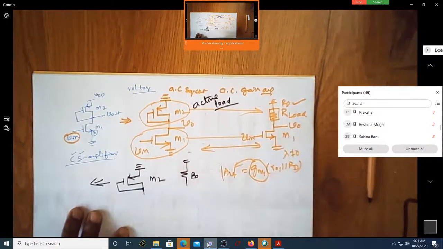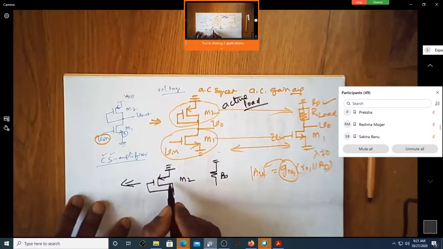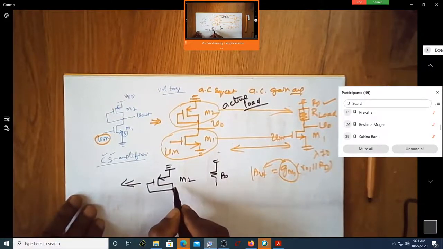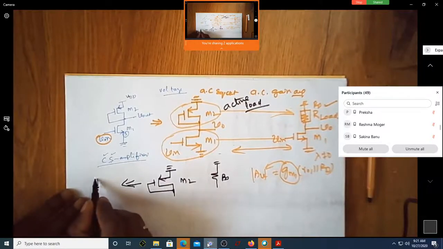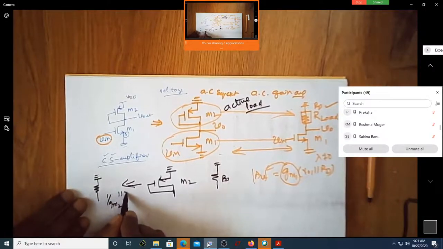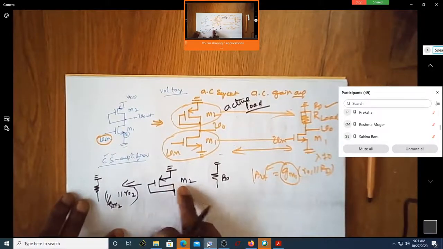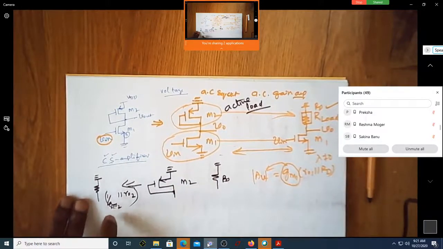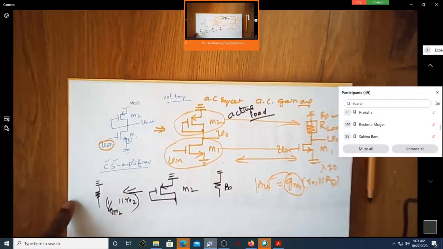This is looking like this. That's what I have shared in yesterday night's material. This will give an equivalent resistance of some value, which is 1 over GM2 parallel with R0 of M2. Because in this case it is M2, I'm writing it as R0 of M2, parallel with 1 over GM2. Is there any issue in finding?